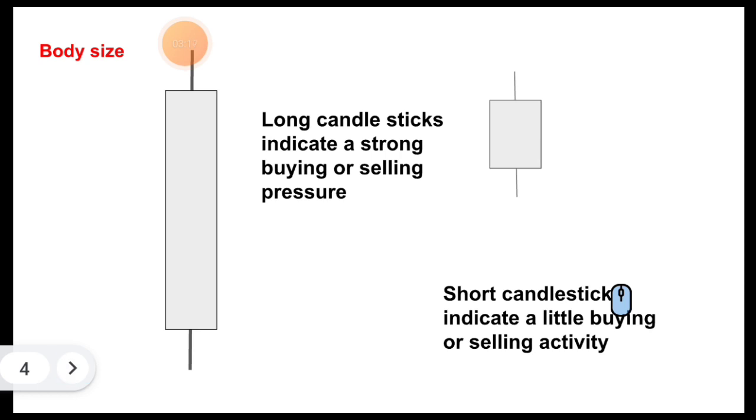Some of the things that tell us about price action come from the candlestick. Candlesticks will tell us a lot about what is happening in the background. They tell us about price action and what the participants in the market are doing. You can see we have a long body and a short body. A long candlestick indicates strong buying or selling pressure. A short candlestick, a short body, represents little buying or selling activity in the market.